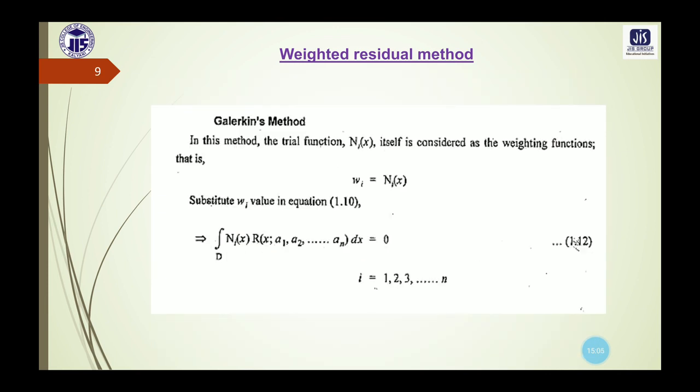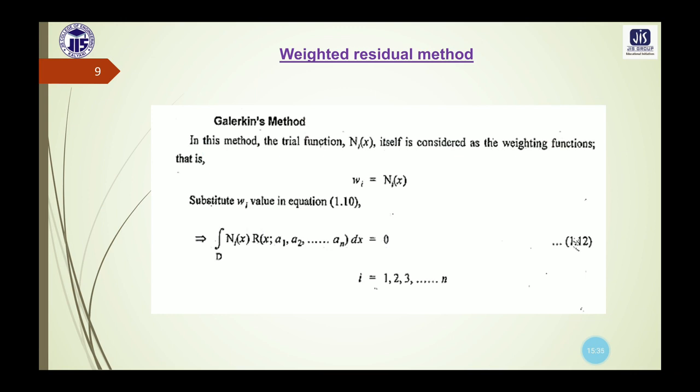And lastly, we are having the Galerkin's method, and in this method the trial function Ni(x) is itself considered to be the weighting function. So that means Wi equals Ni(x). So here the integration over the domain D of Ni(x) multiplied by the residual dx equals 0, where i equals 1, 2, 3, up to n. So these are the fundamental concepts of the four different weighted residual methods.